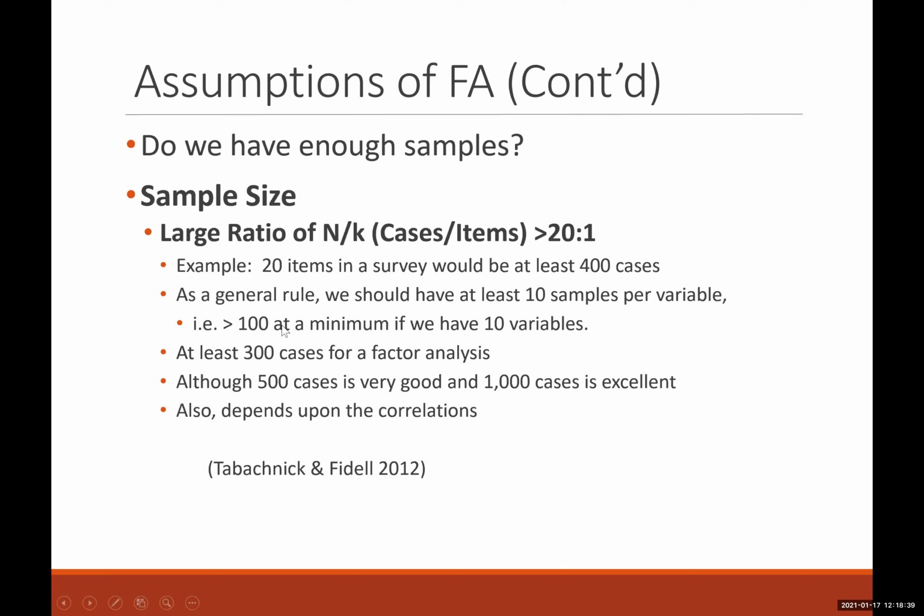Or you can typically just say, to do a half decent factor analysis, have at least 300 cases. To be in a more moderate, more confident range, 500. And if you want to be absolutely confident, at least 1,000 cases. And as I said, it also depends on the correlation. So if you have more highly correlated data, you can actually use a smaller sample size.